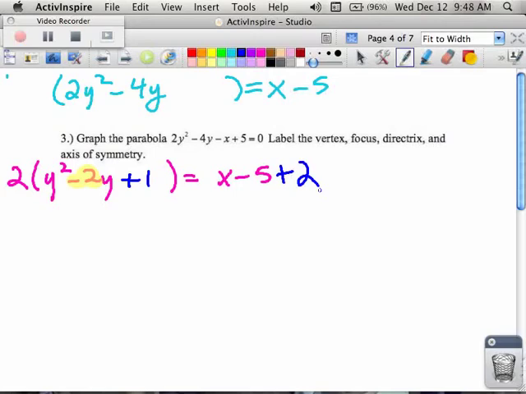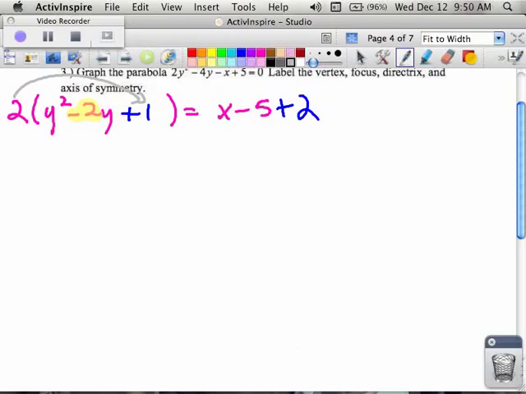Why is it a plus 2? Because the 2 is being distributed to the 1. So you didn't add 1 to the left, you added 2. So in order to balance it, you add 2 to the right. After I've completed the square, the whole goal is to put this in what we call standard form. And so I can now rewrite it: 2 times parentheses y minus 1 squared equals x minus 3.